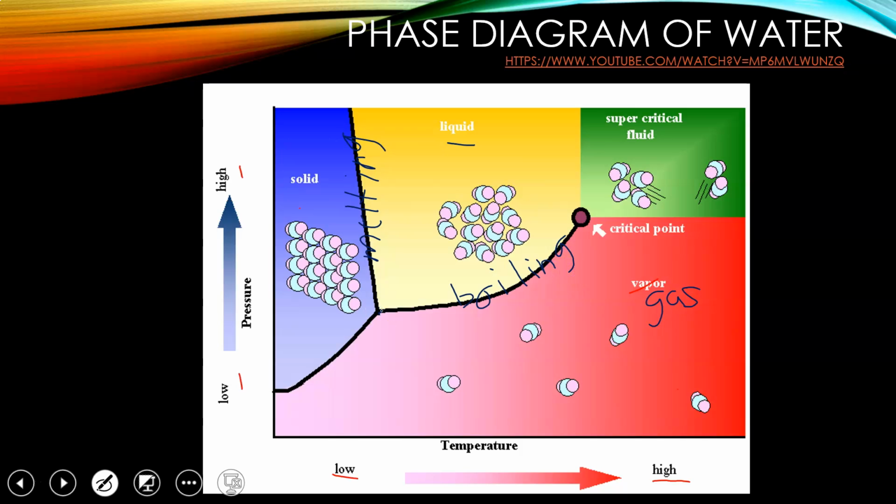Right here, where all 3 points meet, this is called our triple point. That means that all 3 states can happen there. And then up here at the critical point, everything above it is going to be a supercritical fluid, okay? So this right here is our critical point. And after that, above it, to the side, is going to be that supercritical fluid.